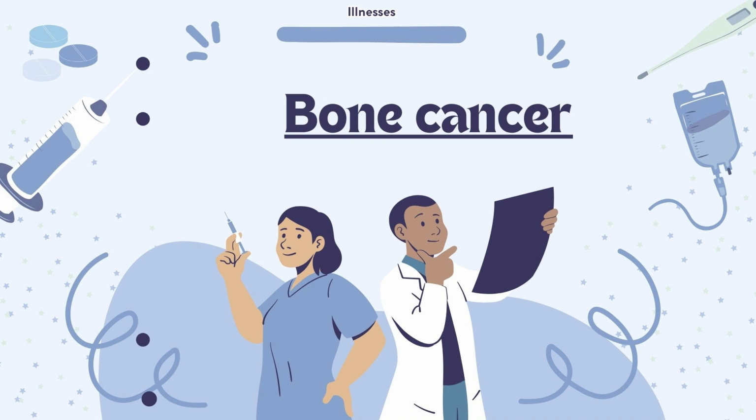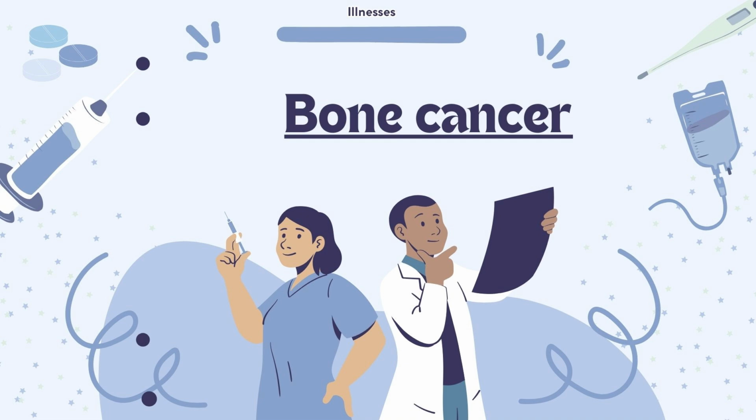1. Genetic factors. Inherited conditions such as Li-Fraumeni syndrome, hereditary retinoblastoma, or Paget's disease of the bone. 2. Previous radiation therapy. High doses of radiation can increase the risk of developing bone cancer. 3. Bone diseases. Chronic bone diseases, such as Paget's disease, may increase risk in older adults. 4. Age and growth spurts. Osteosarcoma is more common in teenagers during rapid growth spurts. 5. Family history. A family history of bone cancer or genetic syndromes can increase susceptibility.